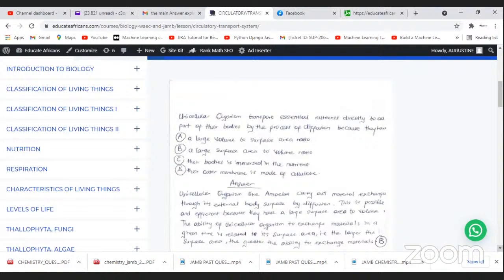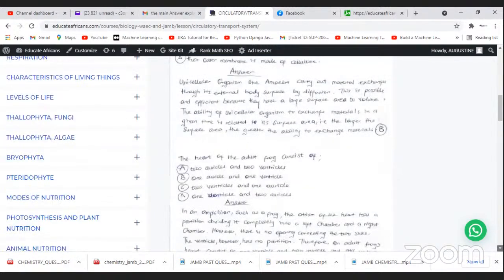So A says a large volume to surface area ratio. That is what unicellular organisms are associated with. So that should be the answer. B, let's see, their bodies are immersed in the nutrient. No, their outer membrane is made of cellulose. No. So unicellular organisms like amoeba carry out material exchange through their external body surface by diffusion. This is possible and efficient because they have a large surface area to volume ratio, which makes option B the right answer. The ability of a unicellular organism to exchange materials in a given time is related to its surface area. That is, the larger the surface area, the greater the ability to exchange materials. So option B is definitely the answer.